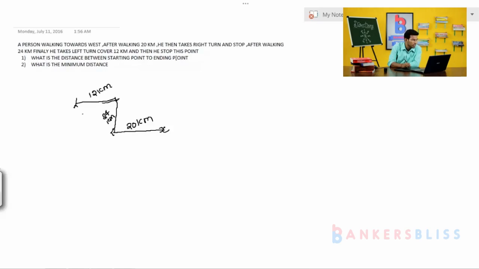What is the distance between them? This is called the ending point. They are asking the distance between the starting point and the ending point. Here, this is the point. Guys, how do we solve this? Will we take 20 plus 24 plus 12? Definitely it is wrong, guys.